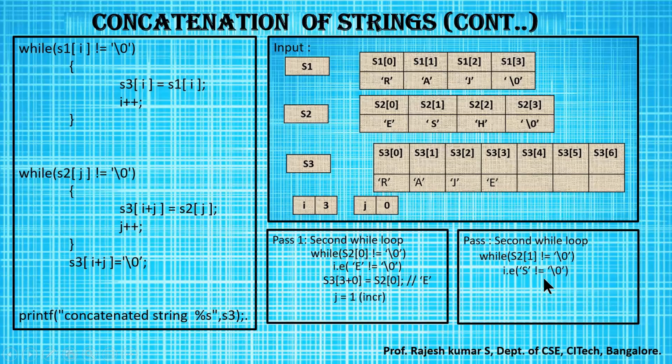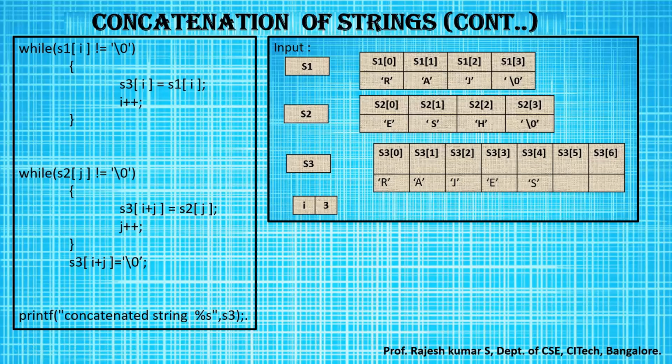So S is not equal to null, yes. In that case, I'll enter inside this. S2 of j is 1, right? So S will be stored at this location. What is this location? I value is 3 plus the previous j value, which is 1. 3 plus 1 is 4. So in the location S3 of 4, I should store S. You can observe here, I've stored S. Again, I increment the j value. J value will become 2.